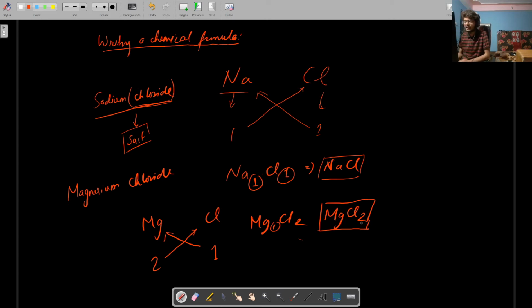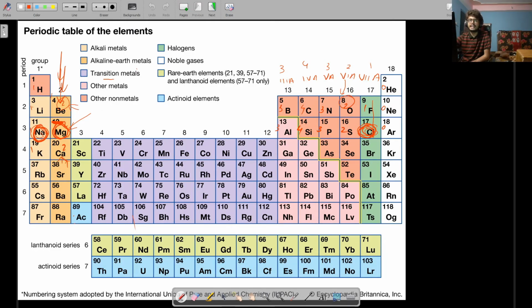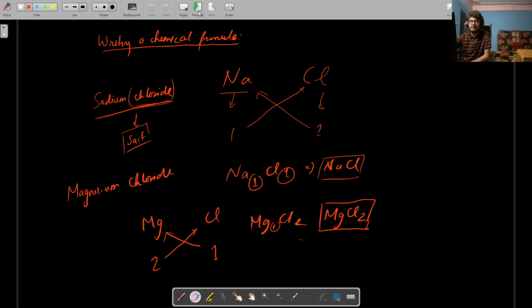The only difficult thing is you will not be provided with the periodic table in the exam. You will not be given this periodic table. You will have to know the valency of each and everything. It is totally mandatory to know at least the valency till calcium. It is totally important. You have to know it anyhow. We'll do some more examples. Let's see what we have in the book.